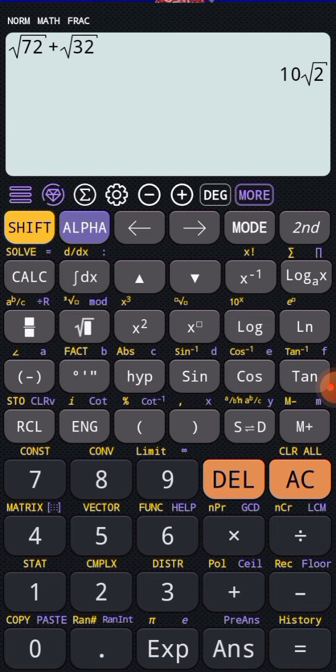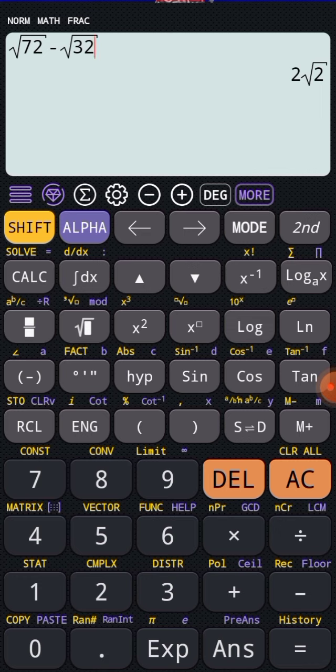Let's look at root 128 minus root 8. Root 128 minus root 8. See, 6 root 2. A very simple thing. Now let's look at root 72 minus root 32. Root 72 minus root 32. 2 root 2. That is the answer. This answer can also come in form of decimal.